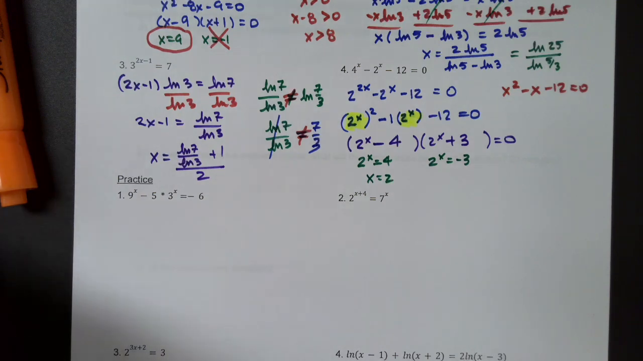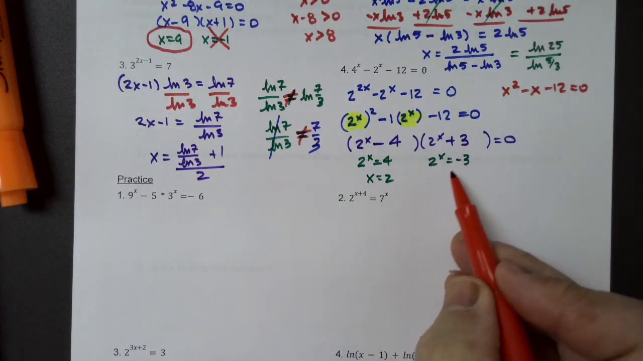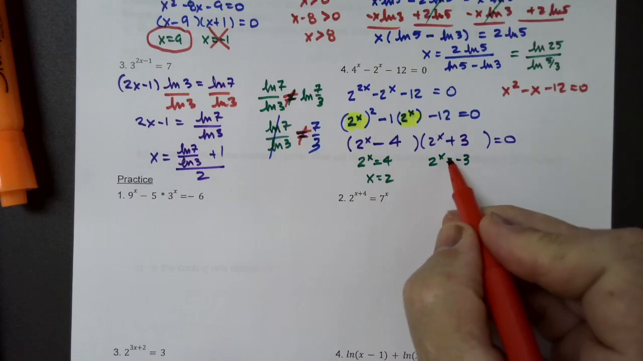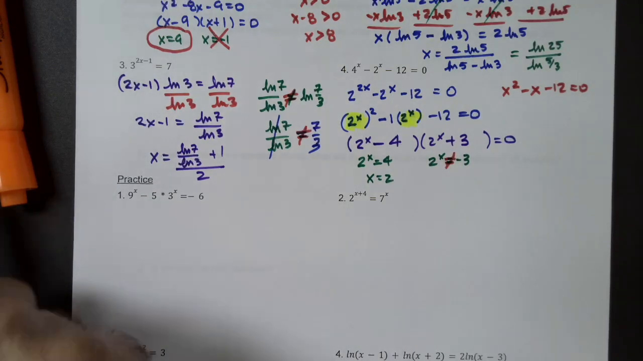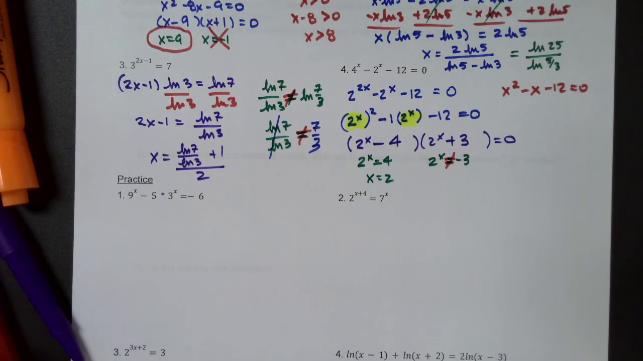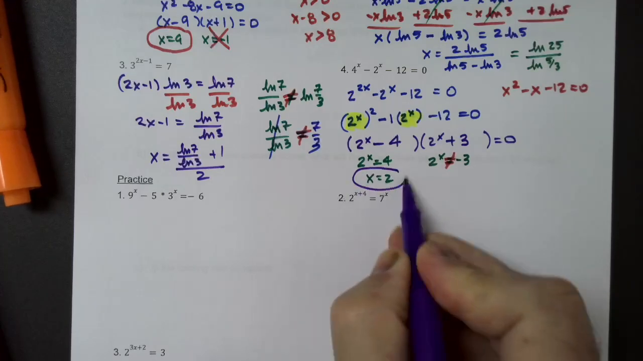But we do have a little dilemma here. Can we ever get this to be a negative number? No, not going to happen. There's no way we can get a negative out of that. So in the end here, we have only one solution, and that is this guy right here, x equals 2.